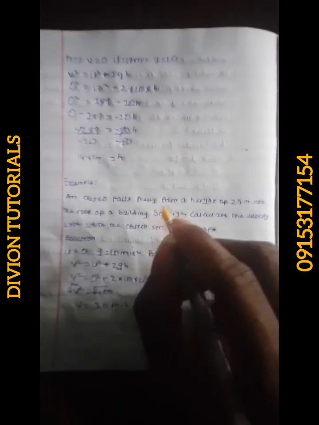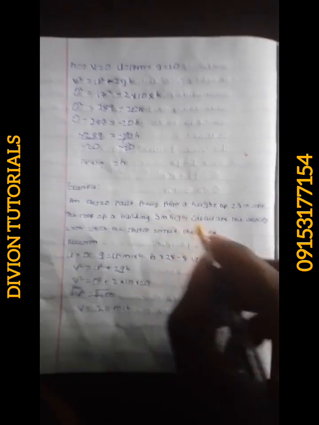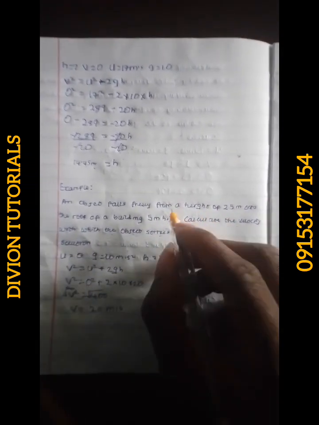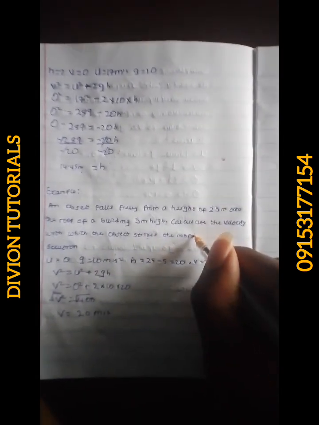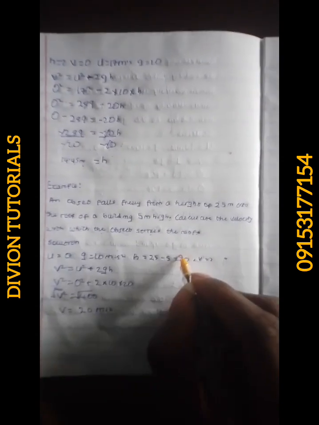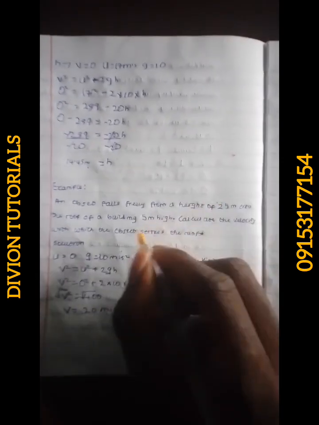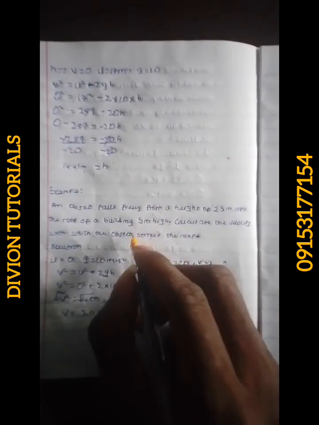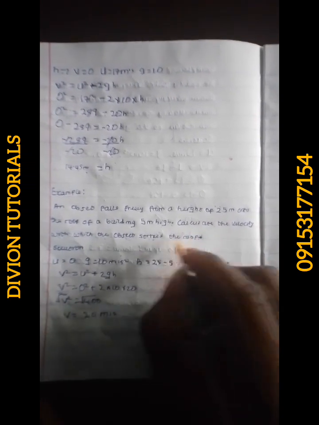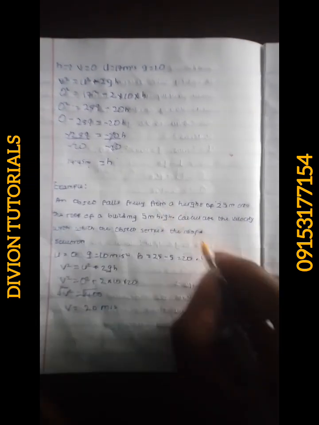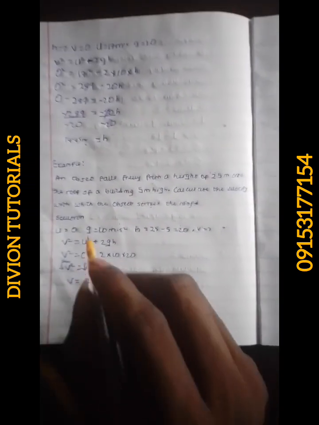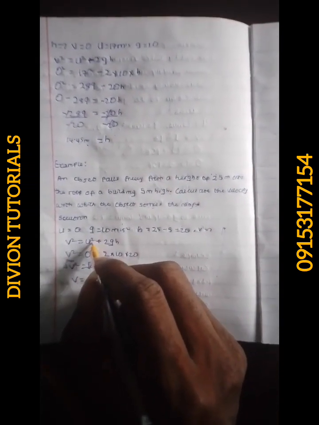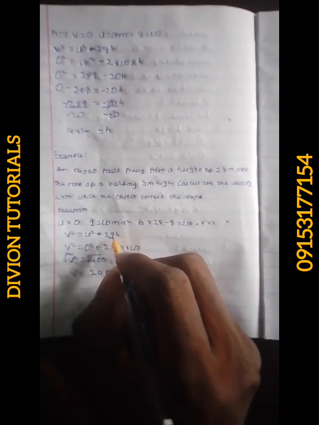And they tell you that the roof is already what? 5 meters high. So to calculate the height between the roof and the object will be what? 25 minus 5. But if they're asking you between the ground and the object, you are going to use 25. The reason why we do 25 minus 5 here is that they ask you to calculate the velocity of the object with the roof. So the roof is already 5 meters high. So you do 25 minus 5 equals 20. Which formula are we going to use? v square equals u square plus 2gh.